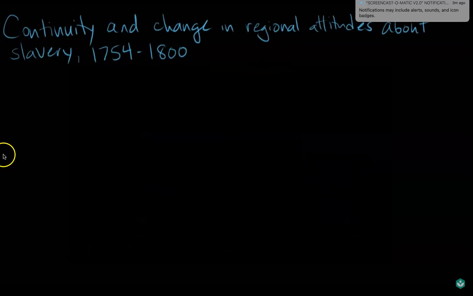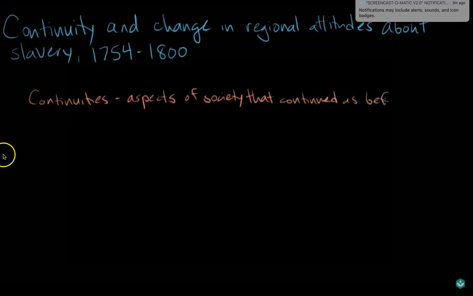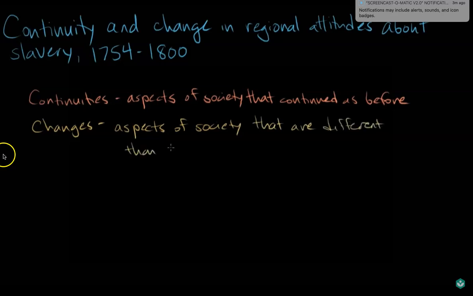One way that we can attempt to measure the extent of change is by identifying the things that stayed the same during this time period, which we call continuities, or aspects of society that continued on being the same as they were before, and changes, aspects of society that were different than before. There are many different aspects of society that historians can trace changes and continuities in over time, like changes in politics or art or gender roles. But for this video, I'm going to choose economics and ideas.